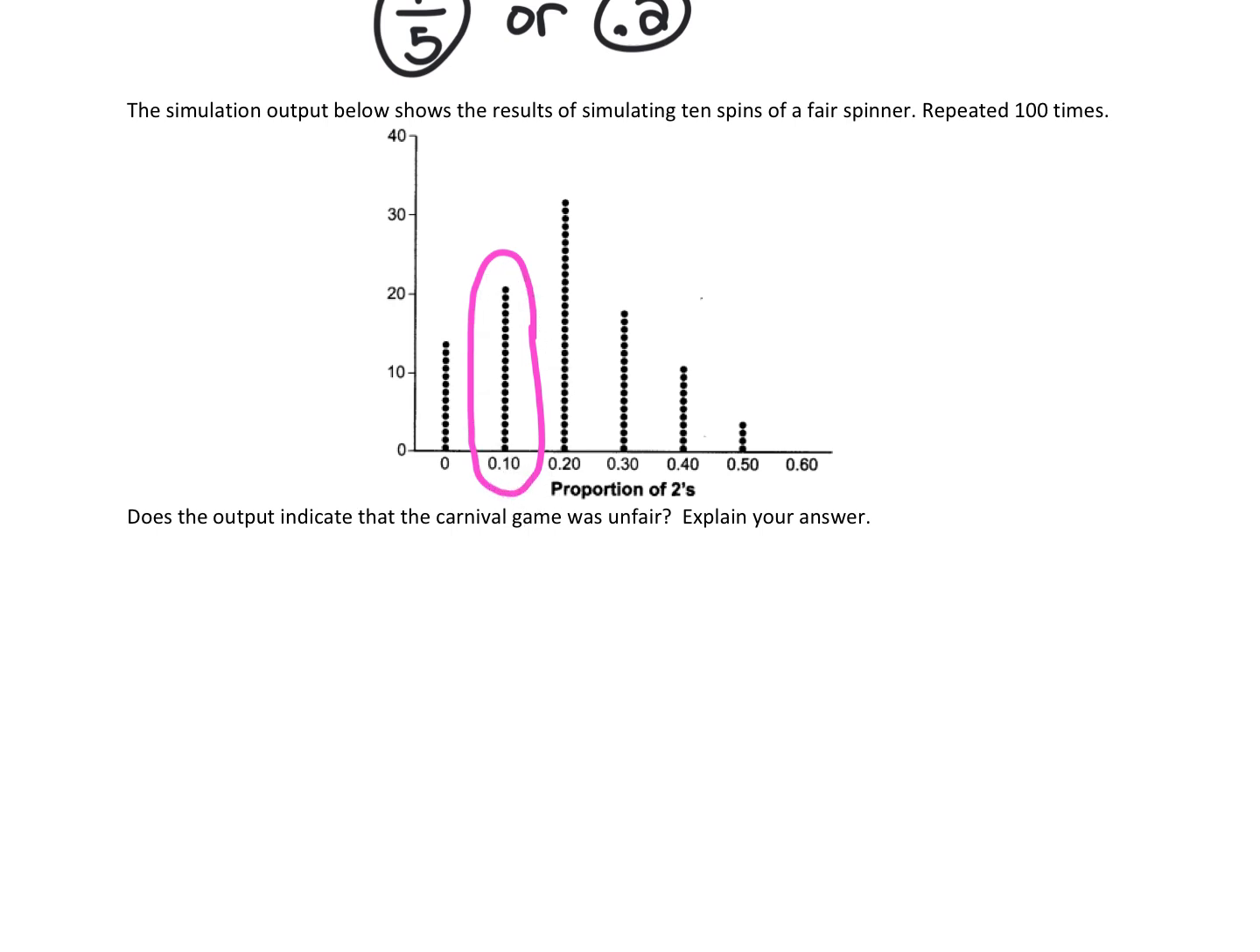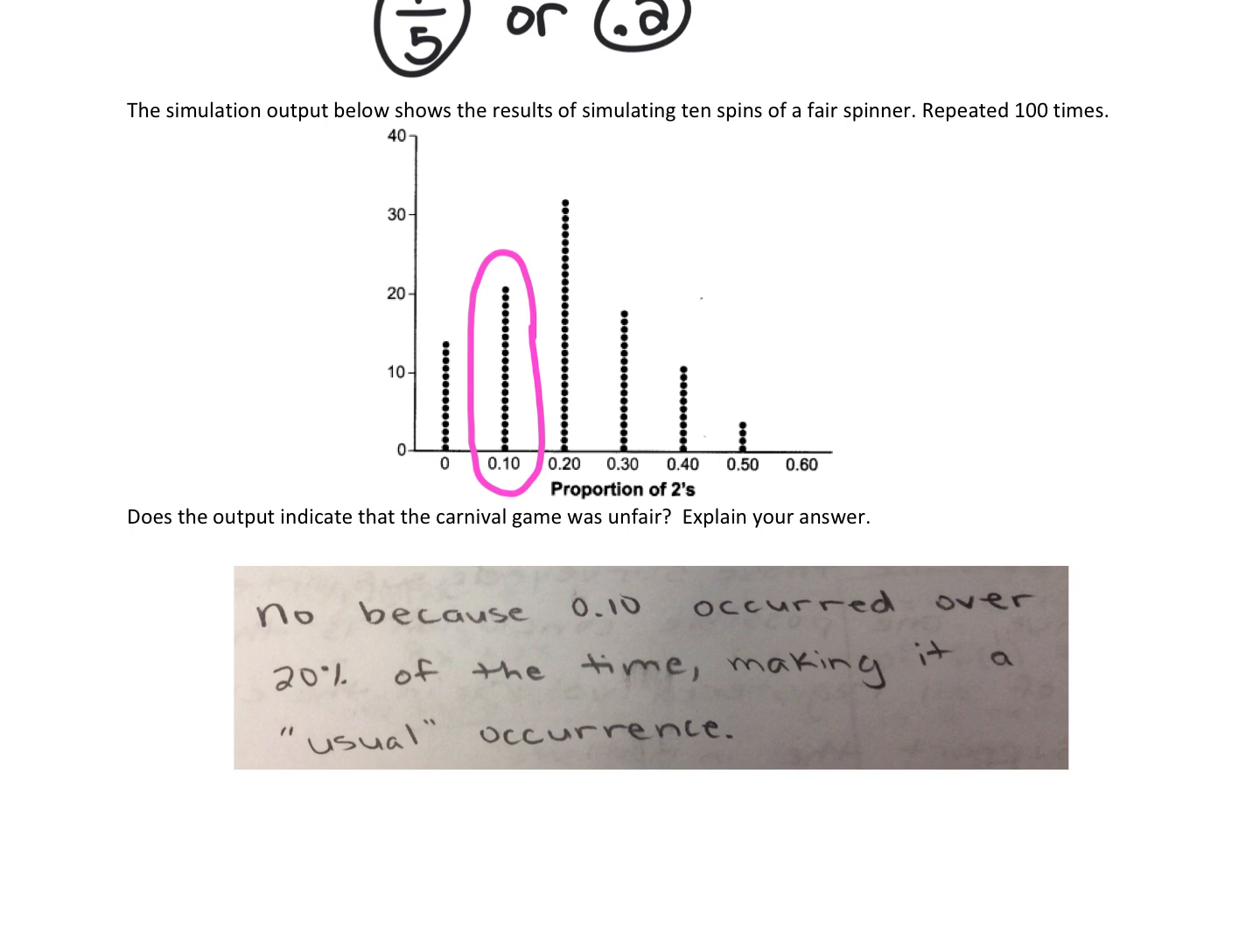It occurred, I mean, you can count this, but even if you look up, see where 20, it looks like 21 times. You can count them if you want, but it looks like it occurred at least 20 out of the 100 spins. So that's 20% of the time. So that's considered a normal, usual occurrence. So no, I would not say that it was unfair. Okay, so no, because 0.10 occurred over 20% of the time, making it a normal, expected, usual occurrence.